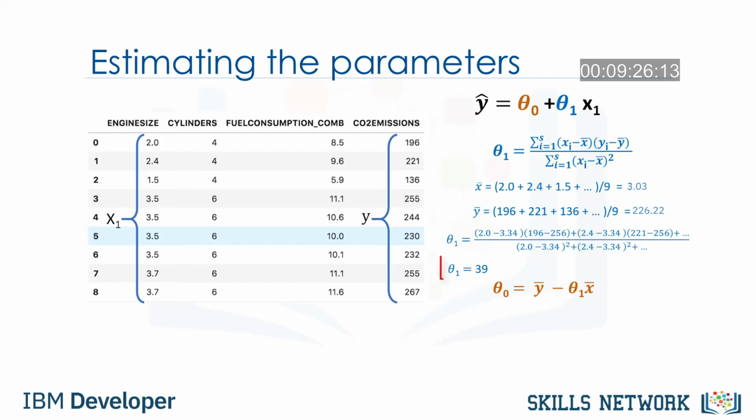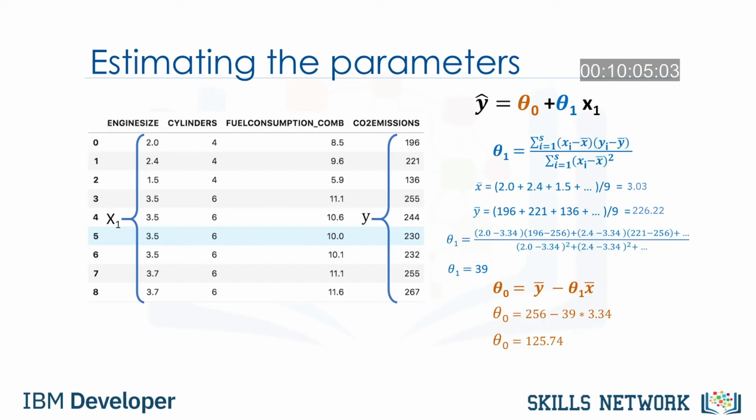Applying all values, we find theta 1 equals 39. It is our second parameter. It is used to calculate the first parameter, which is the intercept of the line. Now, we can plug theta 1 into the line equation to find theta 0. It is easily calculated that theta 0 equals 125.74. So, these are the two parameters for the line, where theta 0 is also called the bias coefficient and theta 1 is the coefficient for the CO2 emission column.